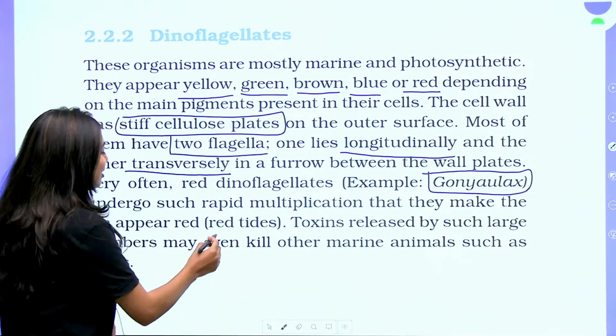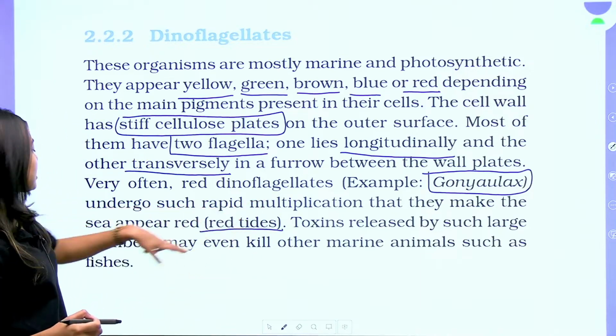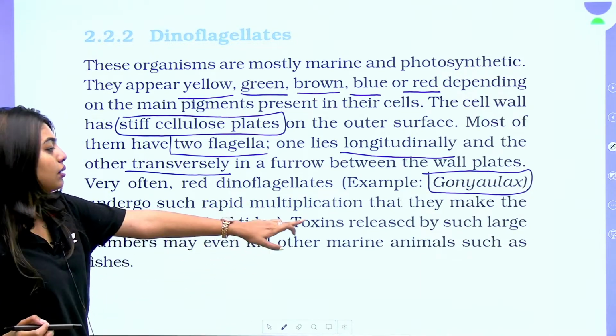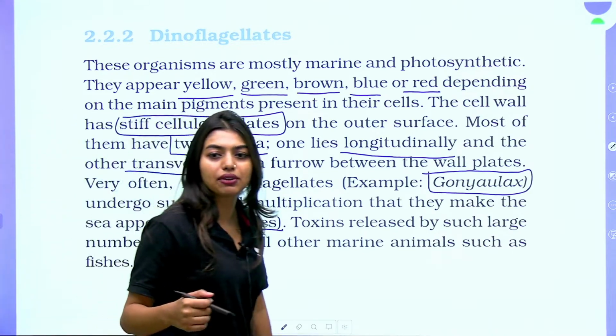Okay, that's all. Red tides, toxins released by such large numbers may even kill other marine animals such as fishes.